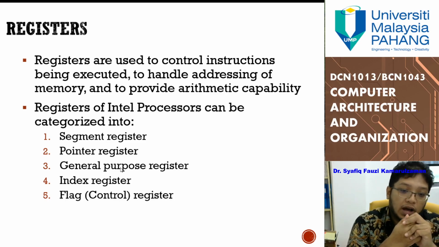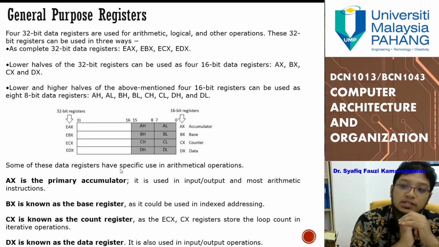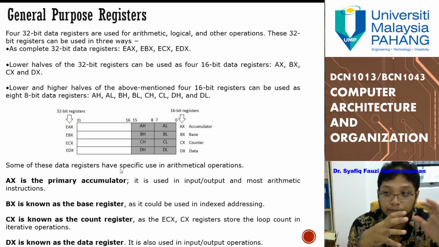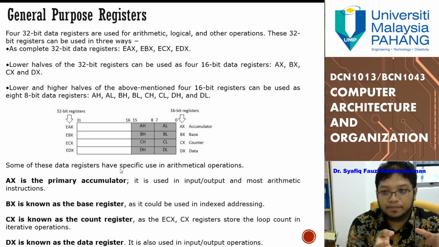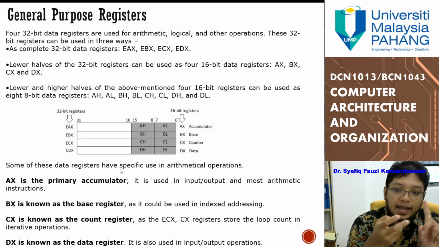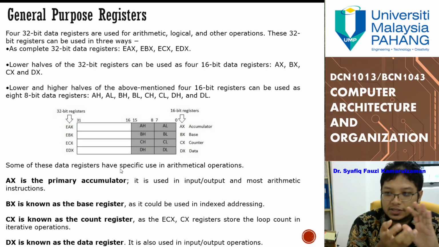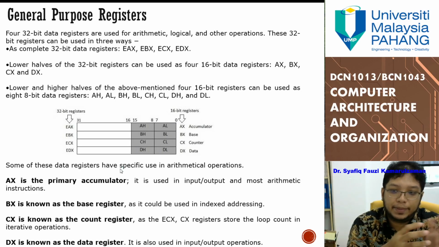Okay, so other than that, let's take a look at only one example here, which is the general purpose register. General purpose registers are usually used for arithmetic, logical, and sometimes moving and loading operations. These 32-bit registers can be used in three ways. The first is as a complete 32-bit data register. Then they can have the lower half of the 32 bits used as 16-bit data registers, and the lower and higher half of all the mentioned 16-bit registers can be used as 8-bit data registers.